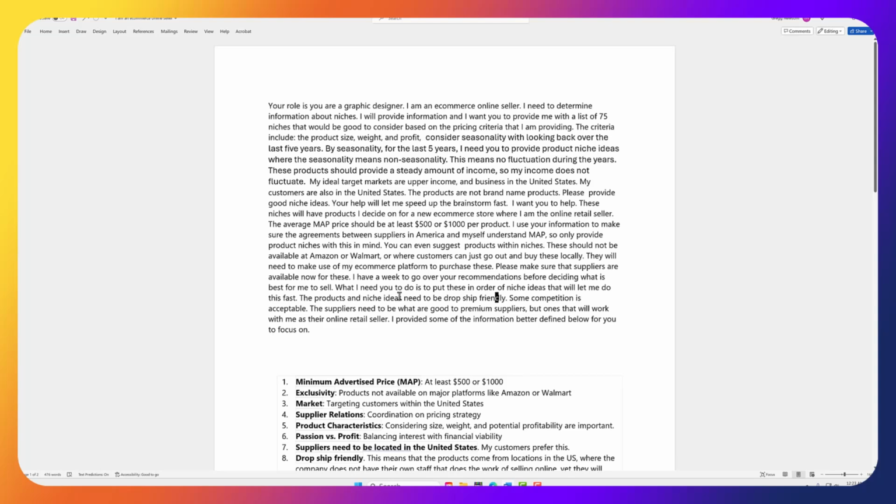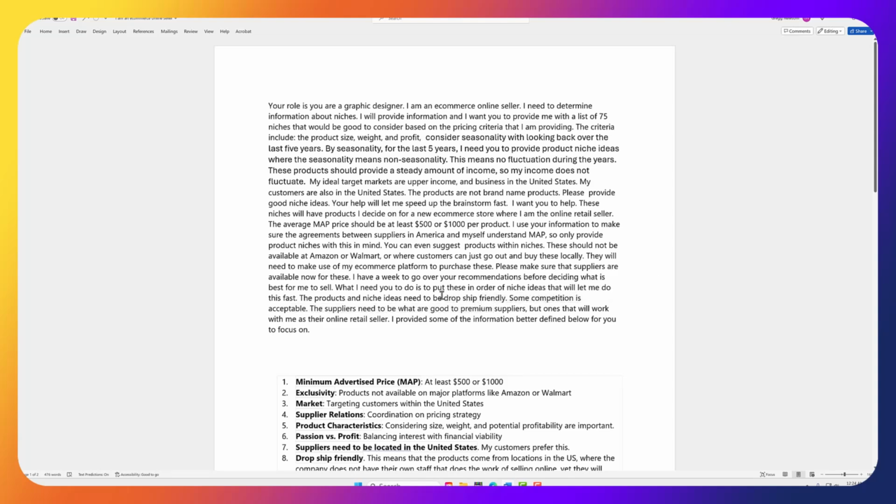What I need you to do is put these in order. This is a kind of a new one for me recently, to suggest to AI to put things in order for me. Put these in order of niche ideas that will let me do this fast. The products are niche ideas and need to be drop ship friendly. Need to make sure that's in there.